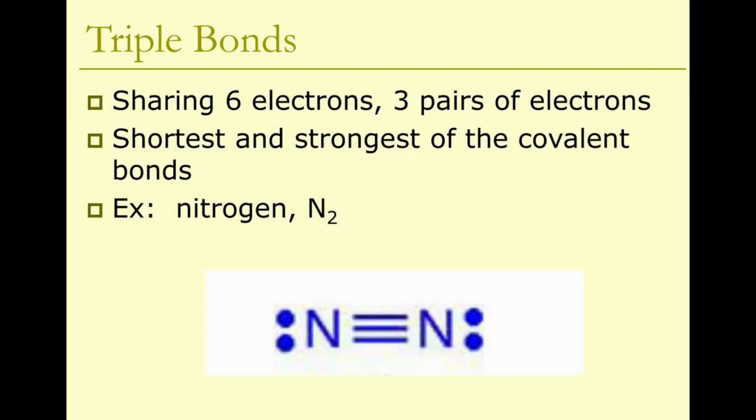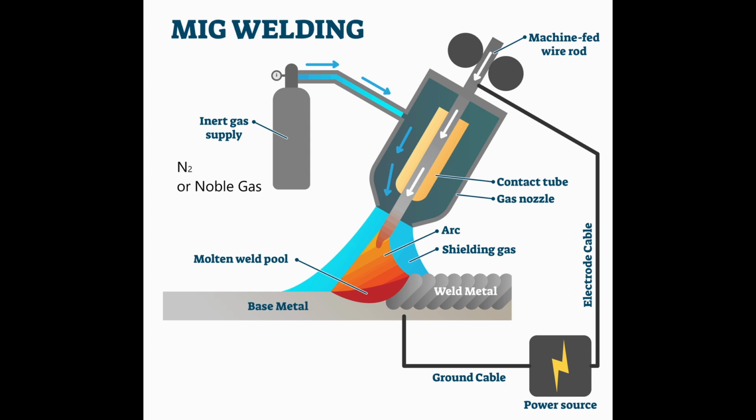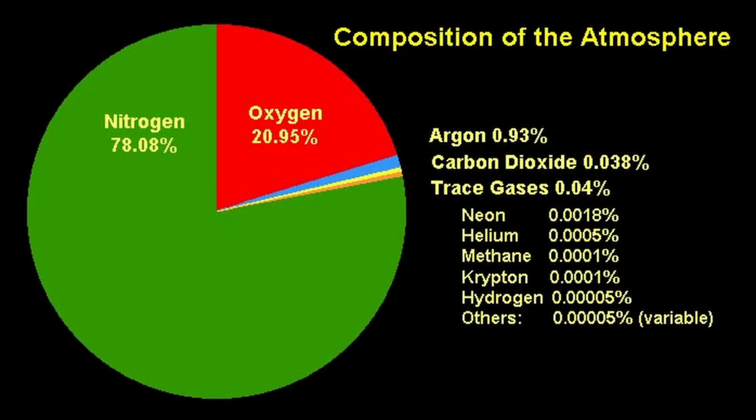The triple bond of N2 is extremely strong. The triple bond is so strong that nitrogen gas is inert in most cases. Nitrogen is often used as a buffer gas in industries such as welding, where the presence of O2 in the air would oxidize the fresh weld. Air is 78% N2, 21% O2, and 1% other gases.